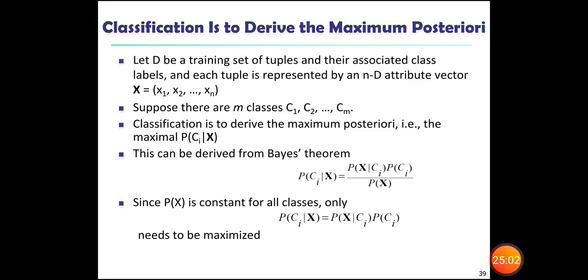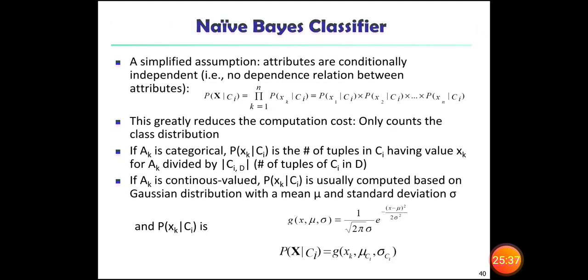This can be derived from Bayes theorem. The theorem will be defined like this: P of Ci by X equal to P of X by Ci into P of Ci divided by P of X. The value of P of X is a constant for all the classes, so it can be redefined like P of Ci by X equal to P of X by Ci into P of Ci. It needs to be maximized. So this Naive Bayes classifier we will discuss in the next class.